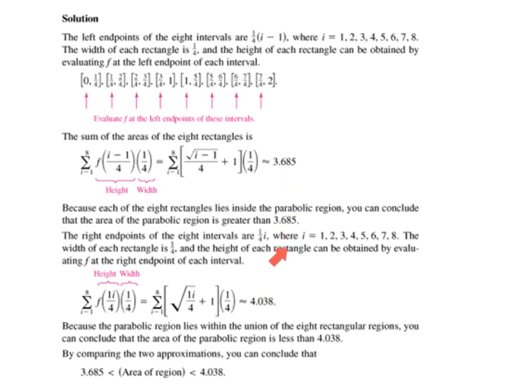And what we know is the actual area of the region, if I make my rectangles small enough, is going to be between 3.685 and 4.038. That's all I know right now. So I have an upper estimate and a lower estimate, depending on which side of the rectangle I want to evaluate my function height with.